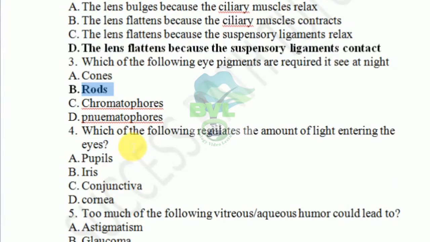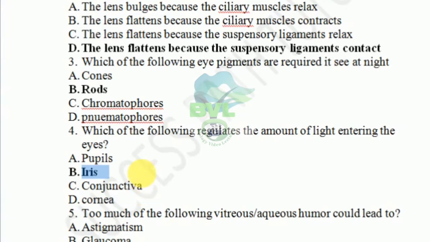Which of the following regulates the amount of light entering the eyes? Now, the answer to that question is iris. Iris is a circular muscle that controls an opening, and that opening is called pupil. Someone might want to choose pupil, but pupil is the hole, or the aperture, while iris is actually the muscle that contracts and relaxes to control the size of the pupil.